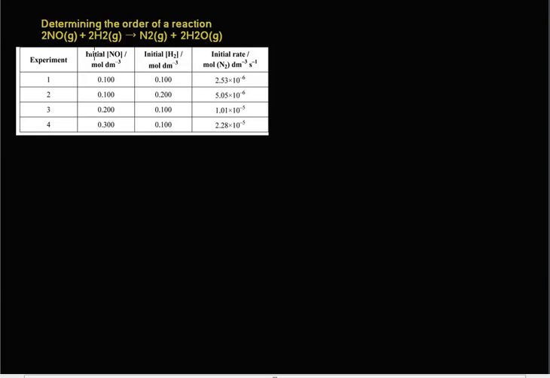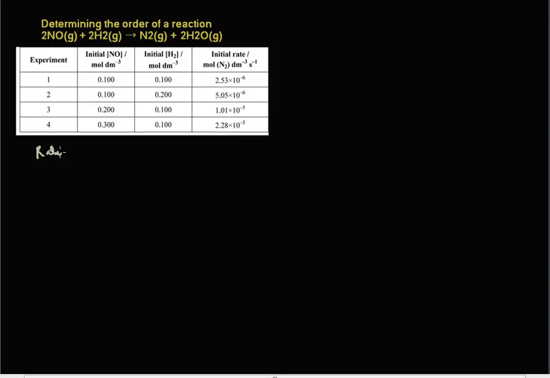Well, here we are trying to determine the order of a reaction using this experimental data. You cannot determine the order by simply looking at the coefficients in the equation. So you need experimental data to determine the order of a reaction or a reactant. To do so, the first step, let's go ahead and write the incomplete rate expression.